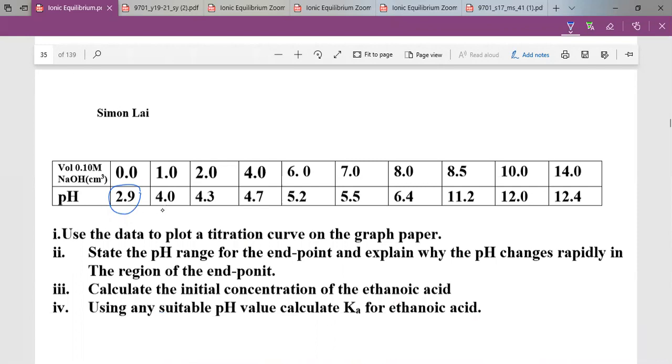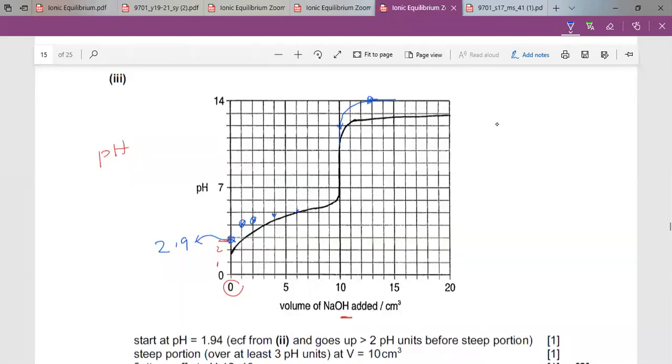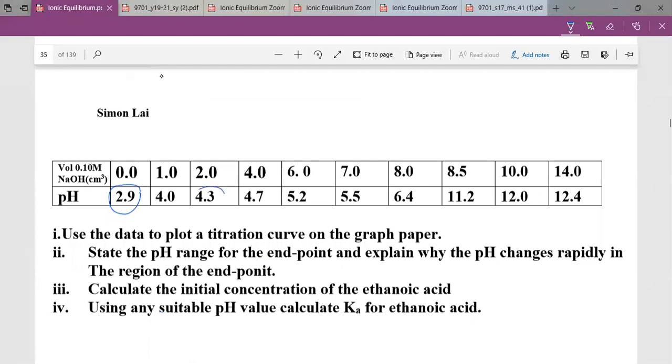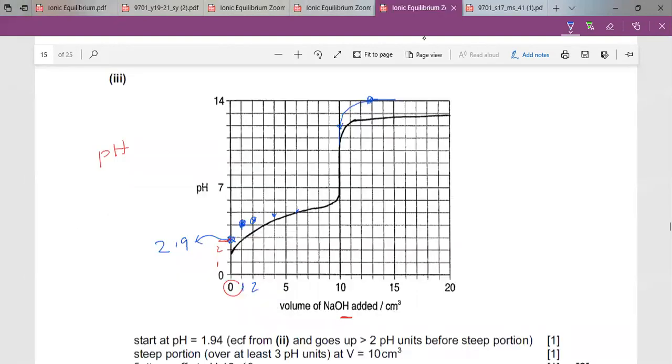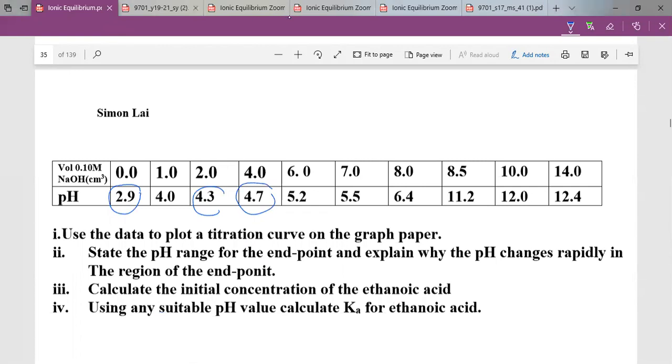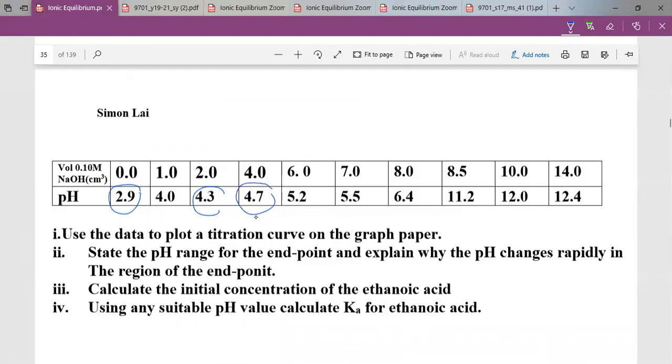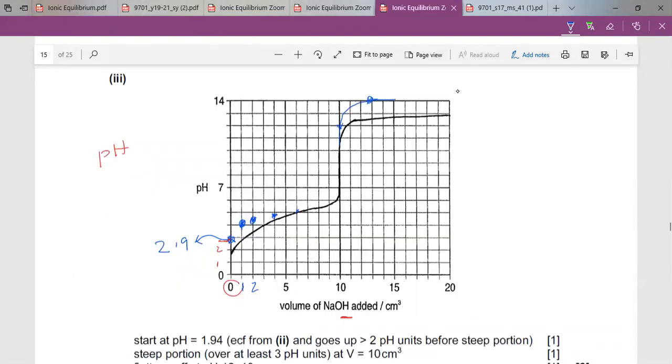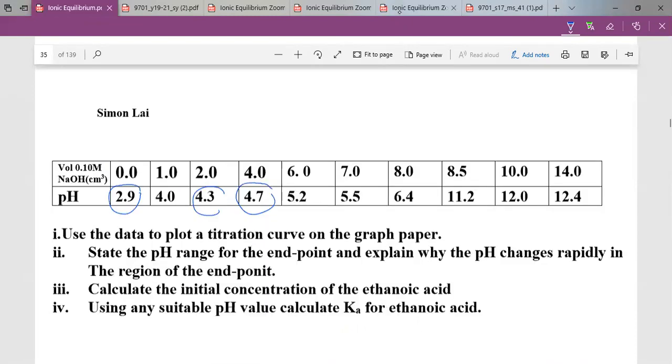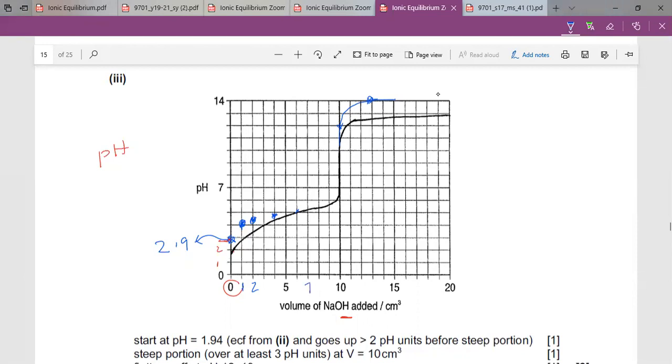Now, after 1 cm³ of NaOH, the pH is 4. So here, 1 cm³. Then 2 cm³, 3 cm³, and so forth. At 2 cm³ it is 4.3, just a bit of a rise. They ask you why. Then 4 cm³ is 4.7, again just a little rise. Then they give you 6 and so forth. 7 cm³ is 5.5, so 5.5 is somewhere here.